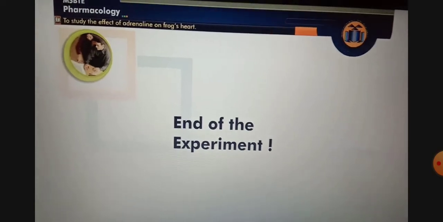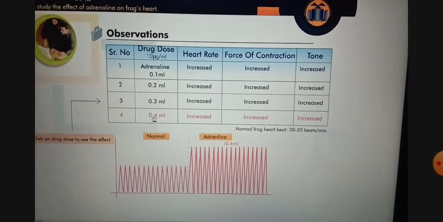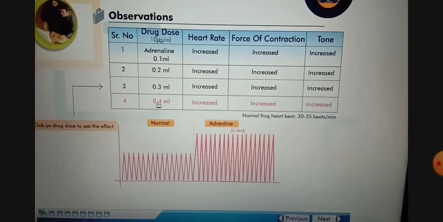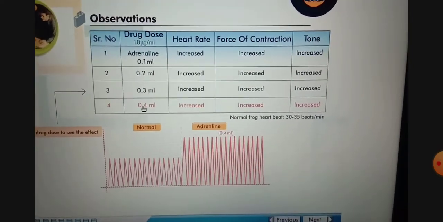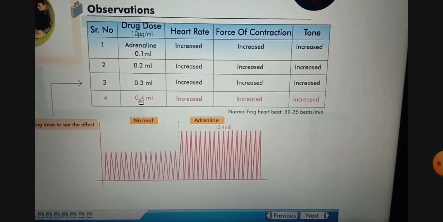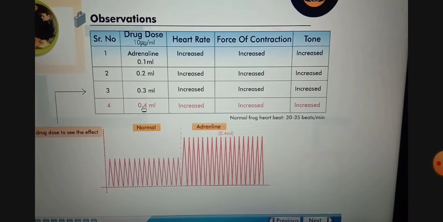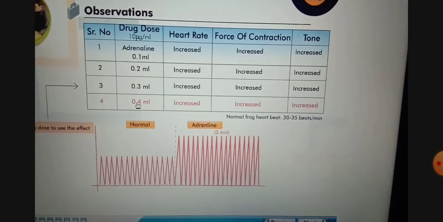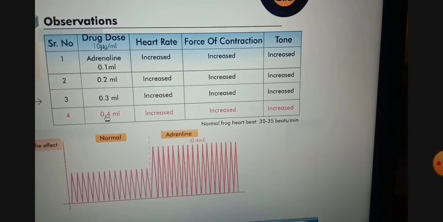So this experiment is finished. According to this observation table, we can easily conclude that adrenaline causes increase in heart rate, increase in force of contraction, and increase in the tone of heart. So this experiment is finished.